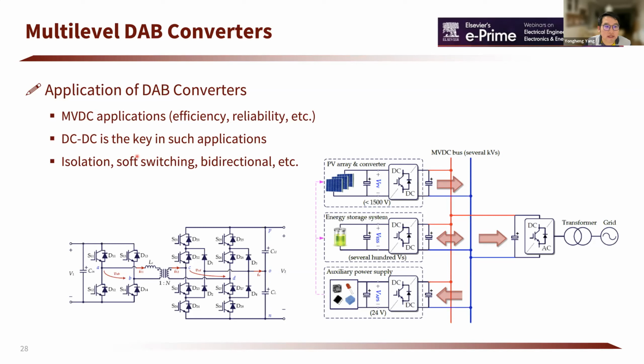We see some applications in medium voltage DC systems, because when we use these multi-level dual active bridge converters, we can improve the efficiency and the reliability, and we can also achieve isolation and softer switching in such systems. That's why this is increasingly used in medium voltage DC systems, as shown in this figure. We have PV panels, we have storage, and also auxiliary power supplies connected to the entire system.